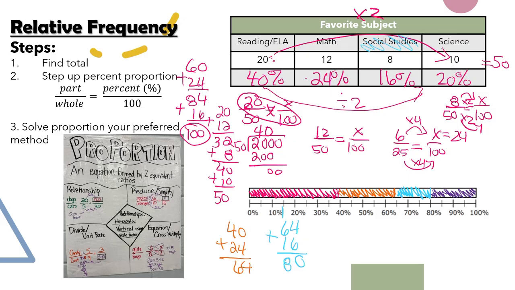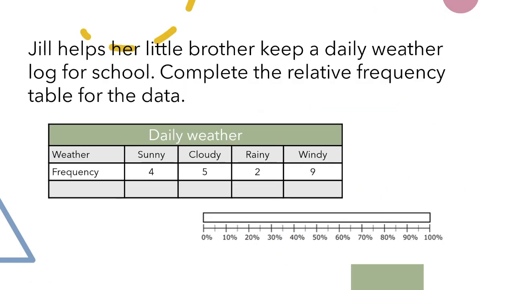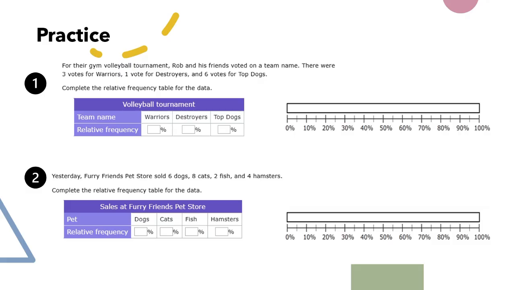I hope this helps. Take your time, do your best, and remember to use your anchor chart, and remember part over whole, percent over 100. Okay, try these, pause to try these independently. Pause here for more practice.